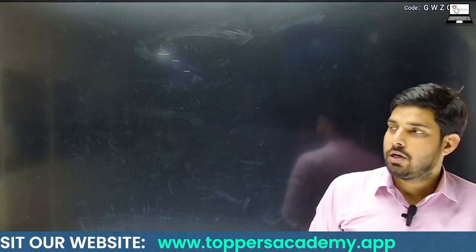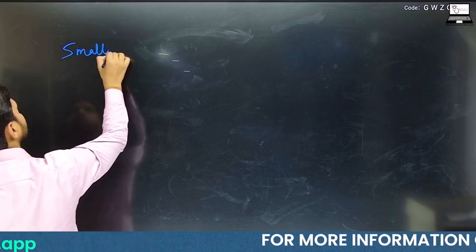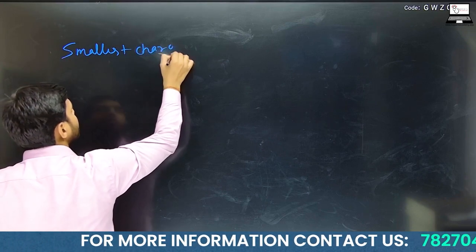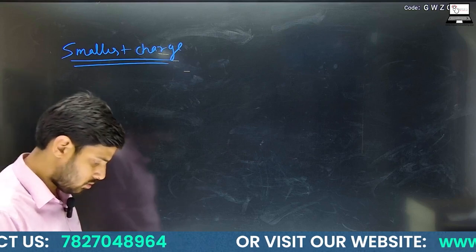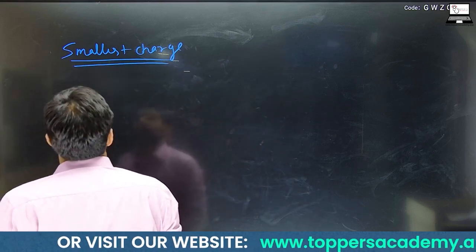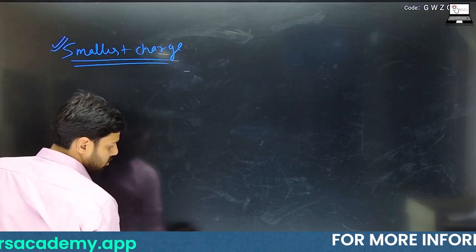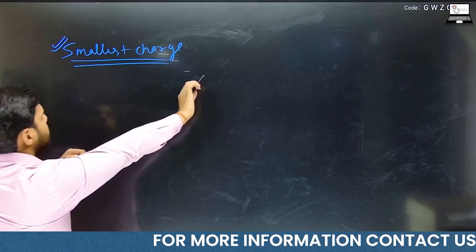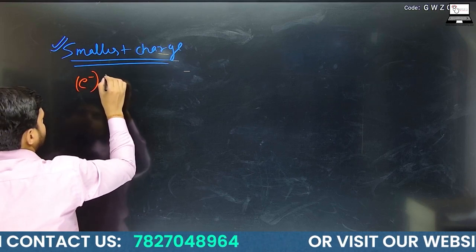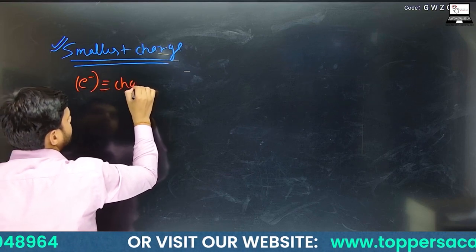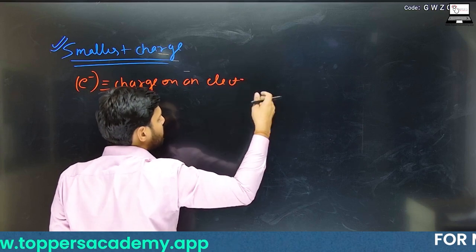Now let's talk about something else. What is it? Smallest charge. In real life, forget about quarks. Quark is not in your syllabus. I have just informed you for the information. But the real thing is smallest charge. Now, what is the smallest charge? It is none other than the charge on an electron. How much charge does an electron consist?